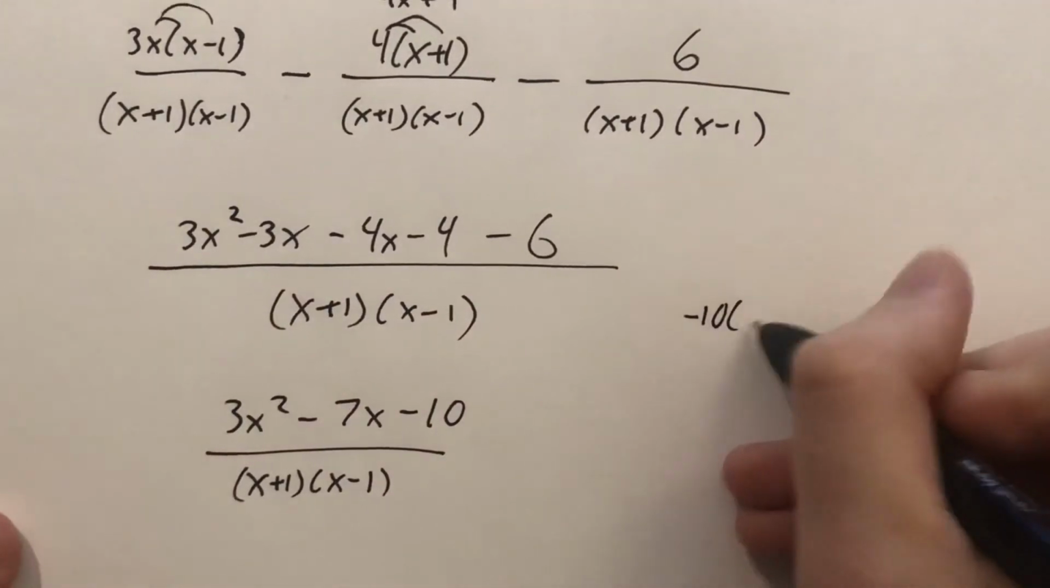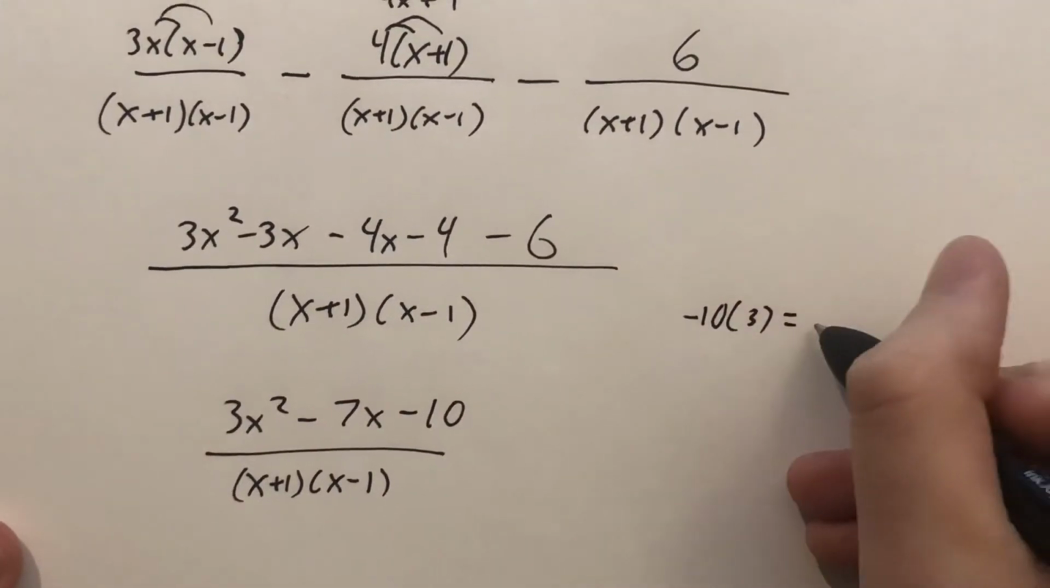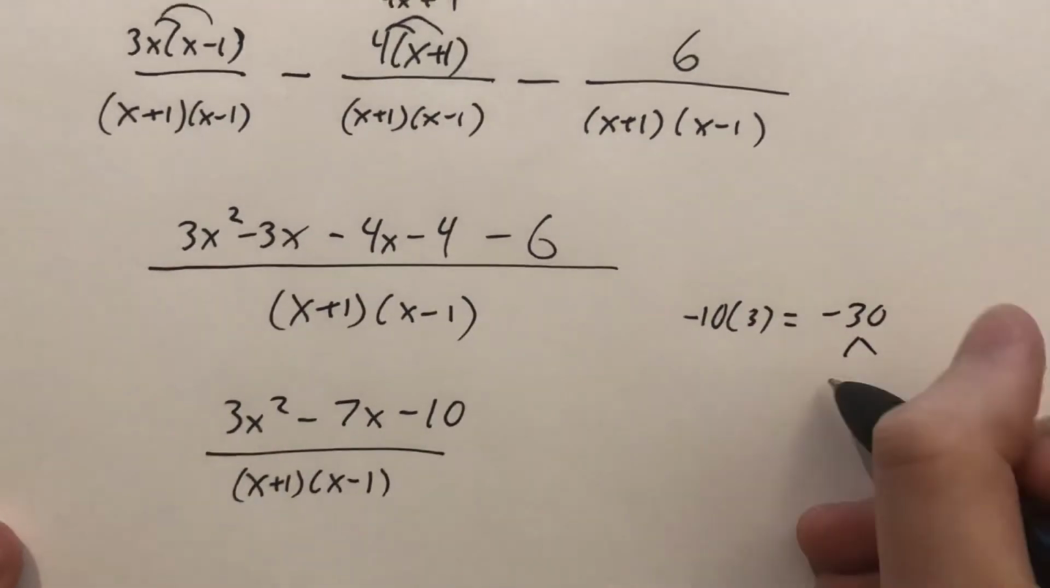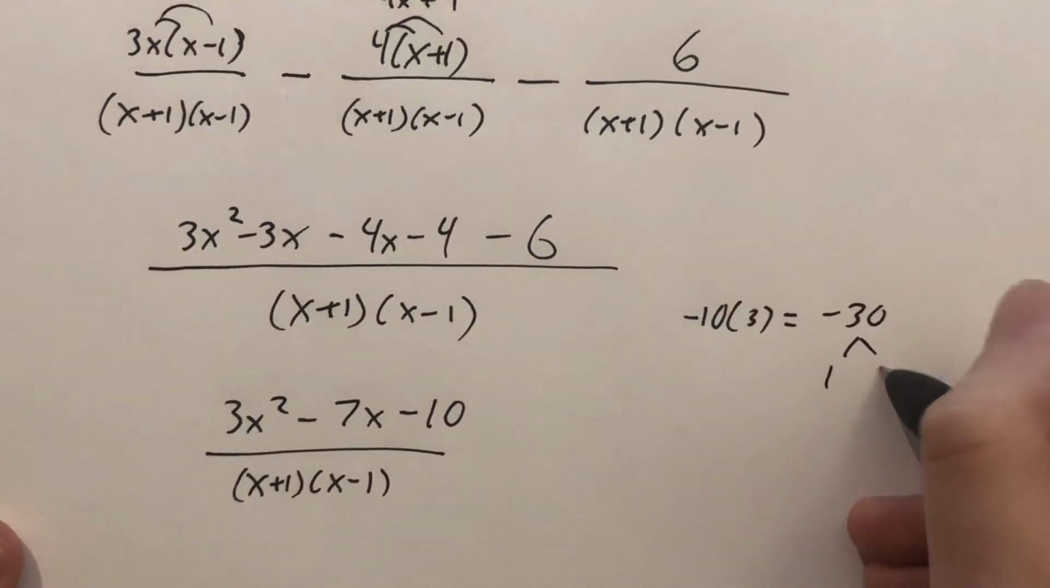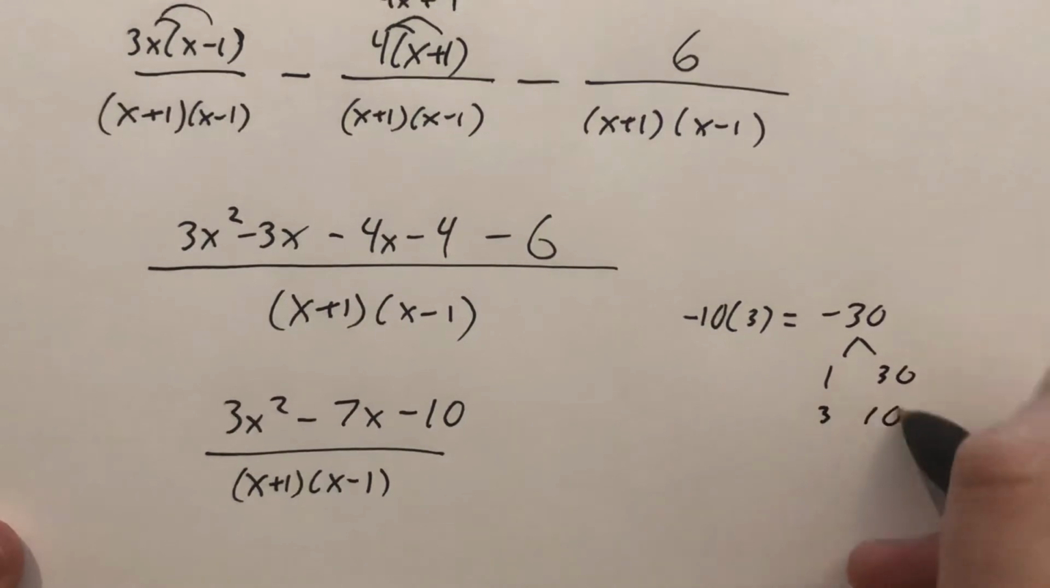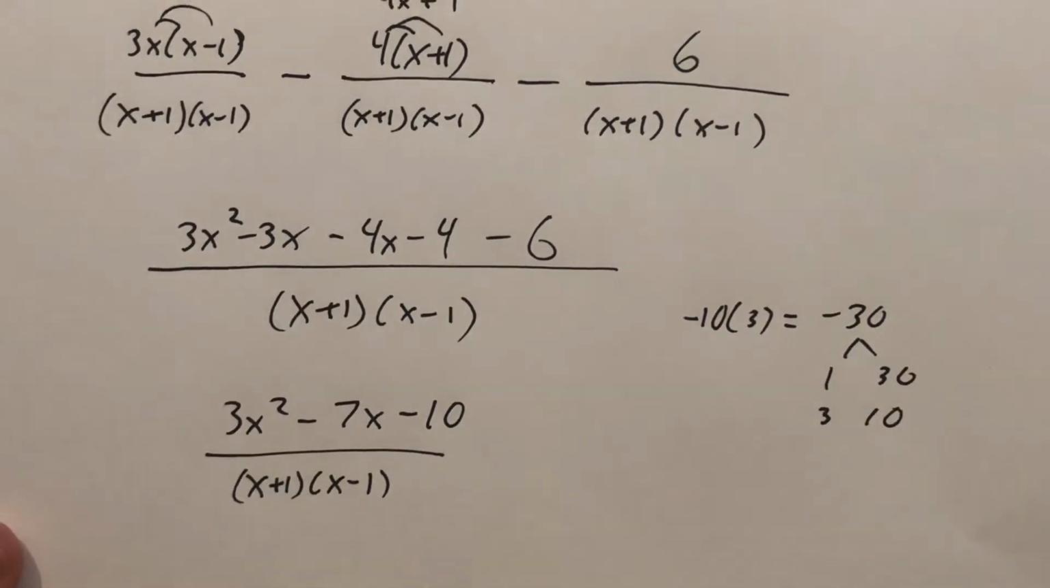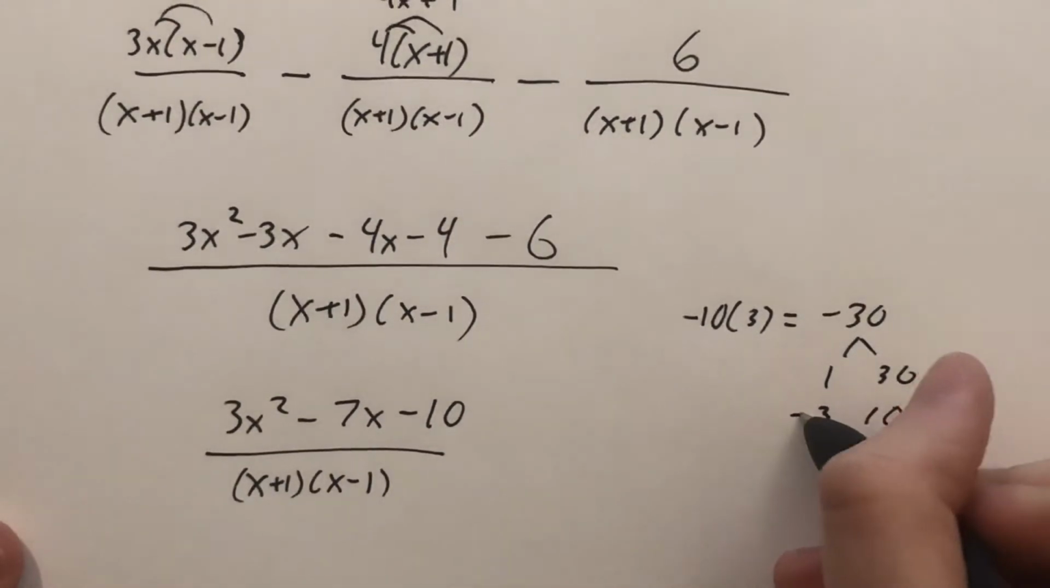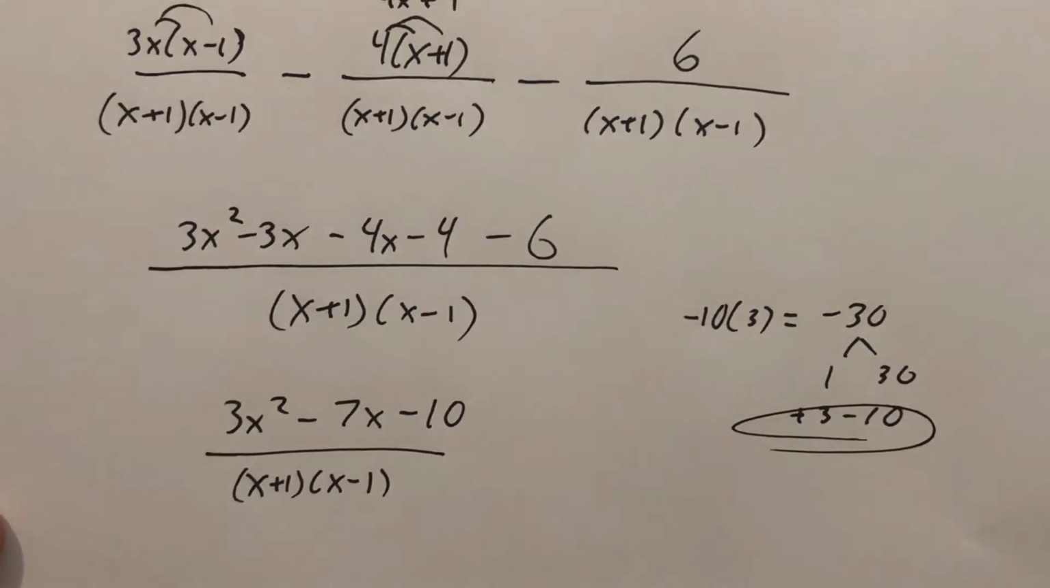So, off to the side here, negative 10 times 3 will be a negative 30. We need any factors of 30 that are also going to give us a negative 7, which right there we see it would be a positive 3 and a negative 10.